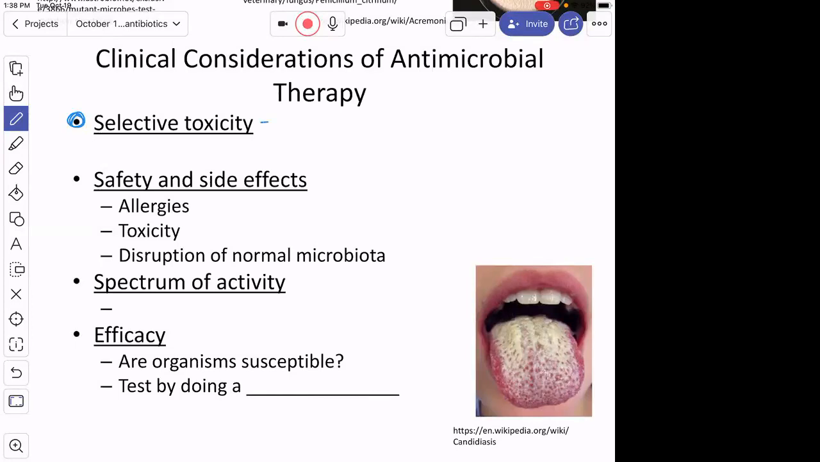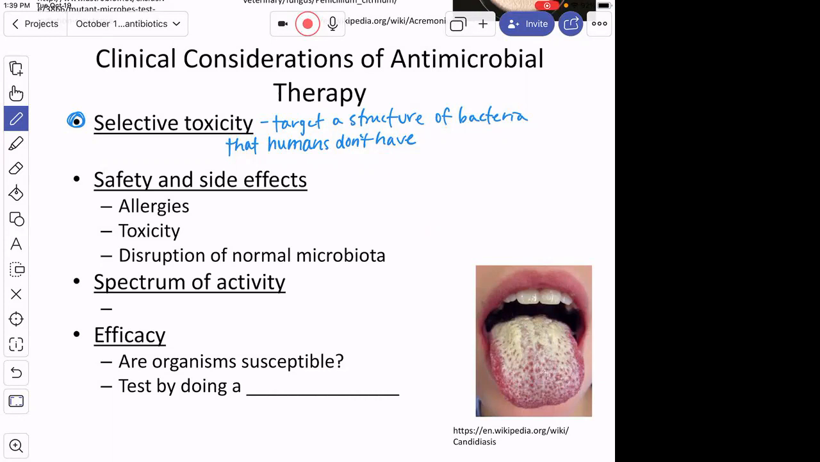So that means, does it target a structure of bacteria that we as hosts, that humans, don't have? Okay, because if something is not selectively toxic, then it's not going to be safe enough for us to use.